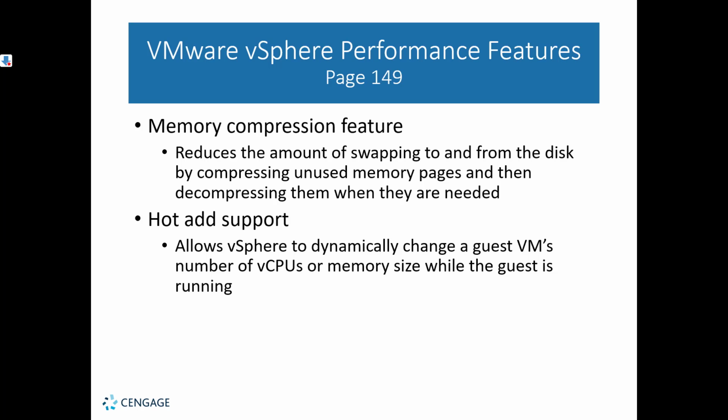Page 149, talk a little bit about the memory compression feature, which reduces the amount of swapping necessary by compressing unused memory pages and then decompressing them when they're needed, instead of swapping them in and out of the secondary storage. We also have another feature called hot add support, and this allows the vSphere host to dynamically change a guest VM's number of CPUs or memory size while it's running. And this is very important to load balancing, as guests may need more or less memory and CPUs.